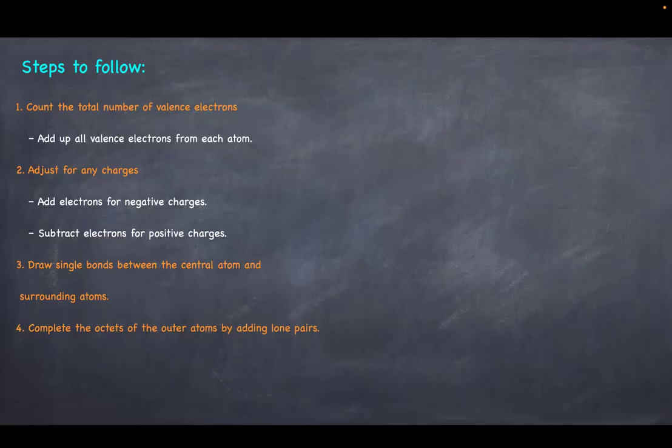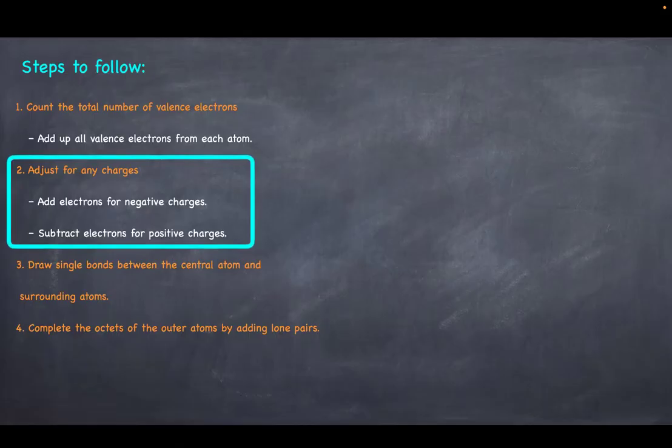Then the third step is to draw single bonds between the central atom and the surrounding atoms. And then you complete the octet, but by putting electrons on the outside atoms first. So don't worry about the central atom for now. Just focus on the outside atoms first to make sure they have a full octet. This is the step that I was mentioning that is particularly for ions. It's going to be a little bit different if you're doing Lewis structures with a charge versus when there isn't one.